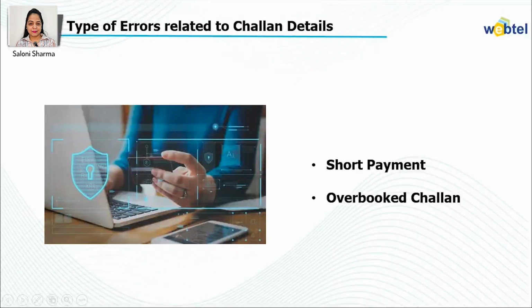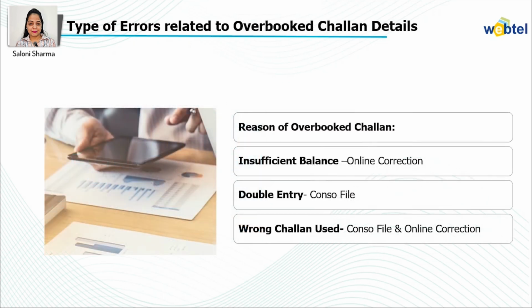Now let's look at the type of errors related to challan details. So the errors related to the challan details could be due to short payment of the challan, or it could be overbooked challan. So in case if the challan is reflecting as a overbooked challan, then the reason of overbooked challans could be insufficient balance, it could be double entry, or a wrong challan used.